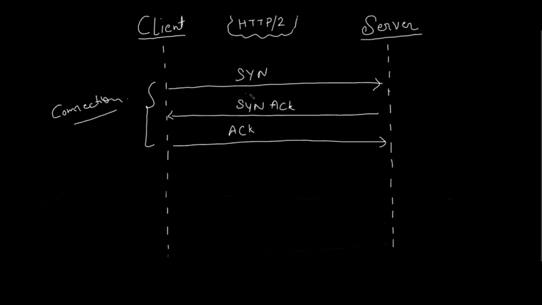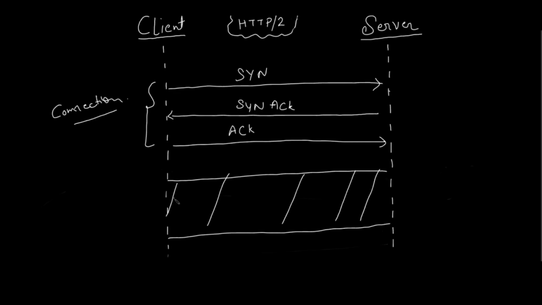We have established a connection between client and server. Now after establishing a connection, we have created a stream between the client and server here. This is the stream. Now as part of this stream, client can send multiple requests, and obviously those multiple requests are traveling as packets between client and server. There are multiple packets which are flowing between the client and server.